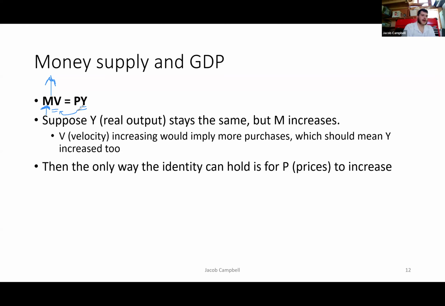Now, how did we define GDP? We defined it as the total amount of money being spent. And so that too needs to go up. But GDP has two components, output and prices. And if output's staying the same, but output times prices is going up, then prices must be going up. The only way for the identity to hold is for P to increase.